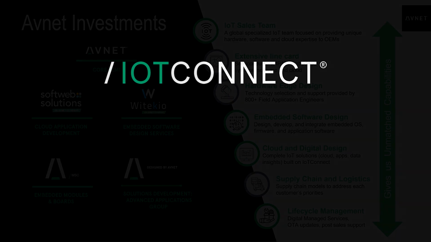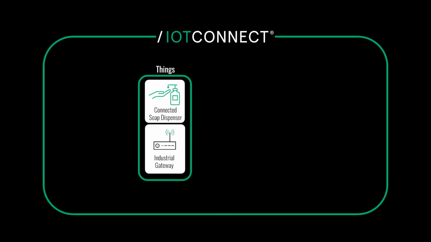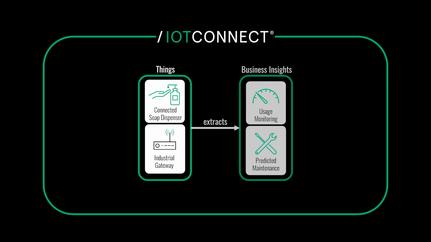So if you asked me to describe IoT Connect in a couple words, it might sound something like a developer-friendly middleware platform. Well, that can start to sound pretty nebulous, so let's take a look at it from an illustration perspective. The whole goal of IoT Connect is to take things like a connected soap dispenser or an industrial gateway and extract meaningful business insights out of it.